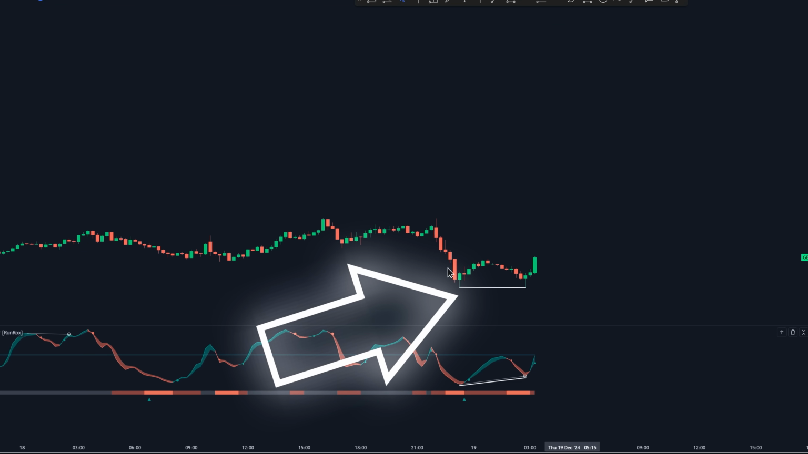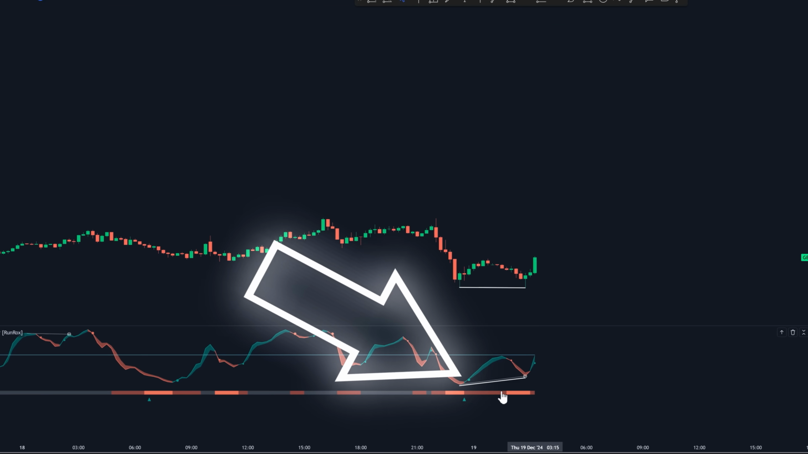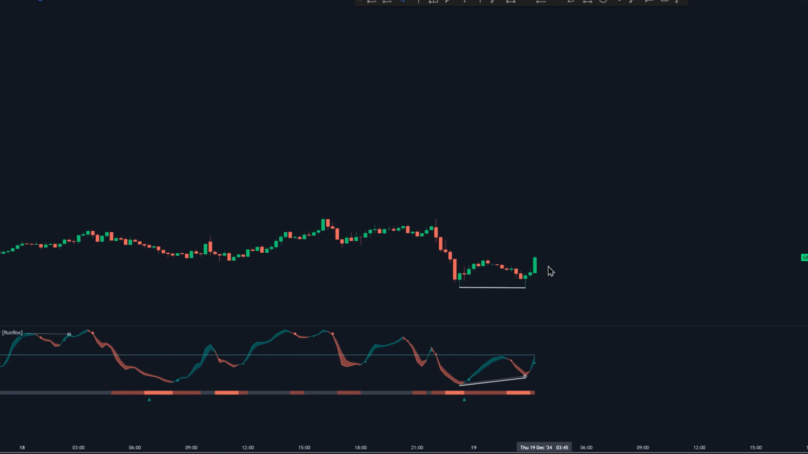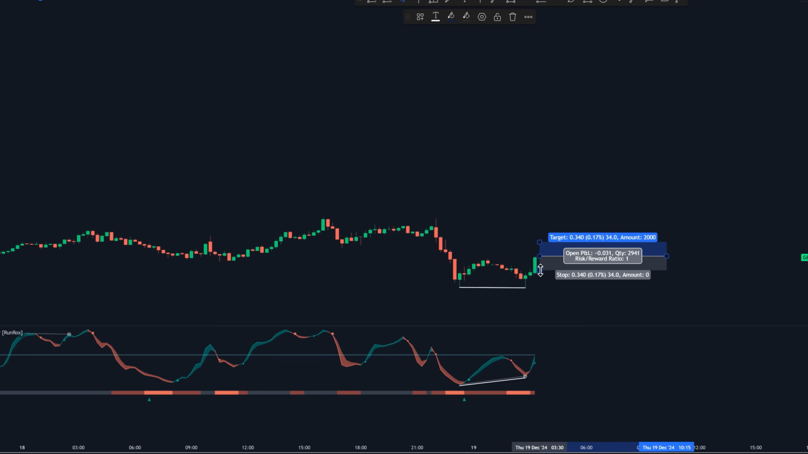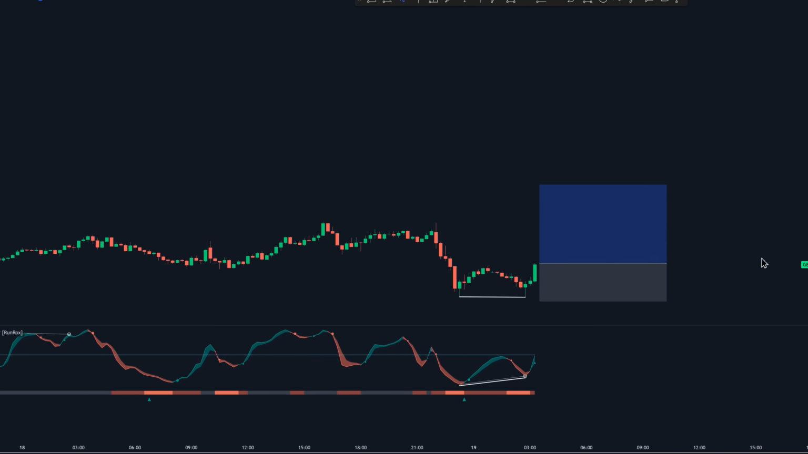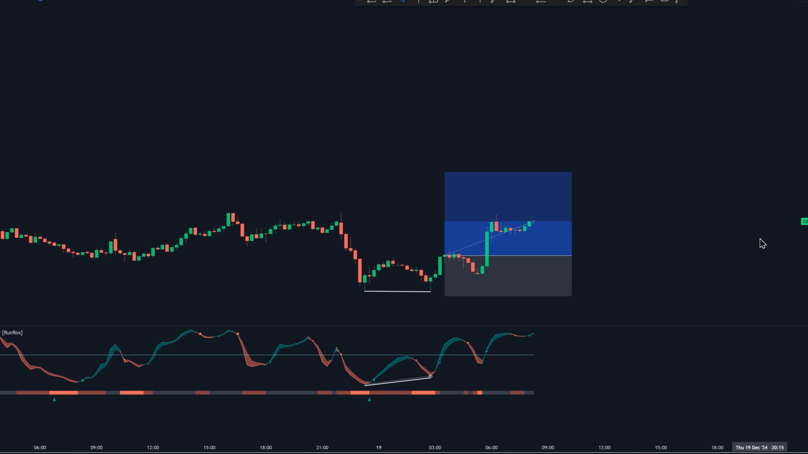This is a bullish divergence as indicated by this indicator. This basically means that the price is most likely gonna go up. If we were to take a long position here, the trade would have been profitable.